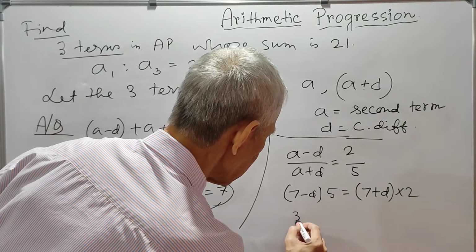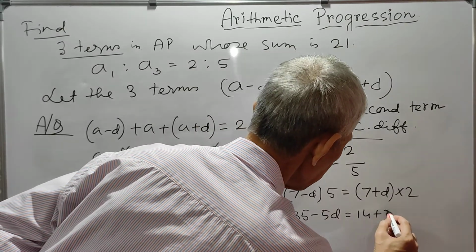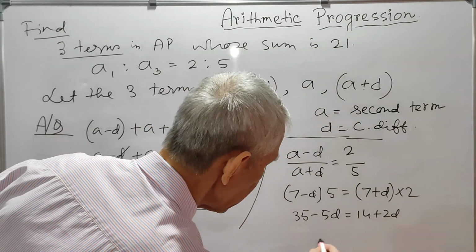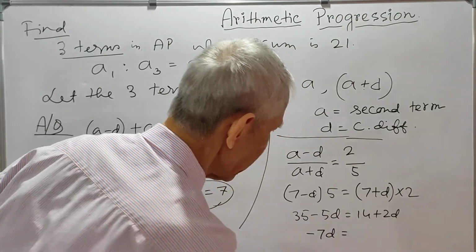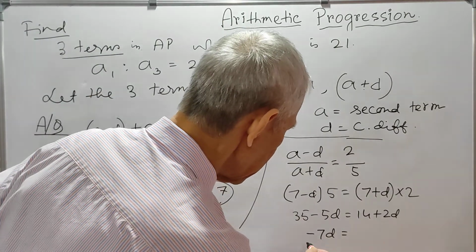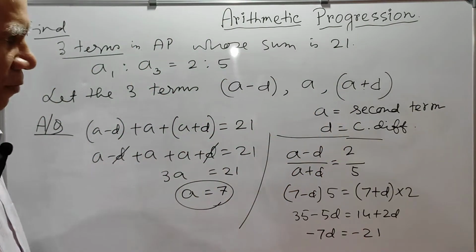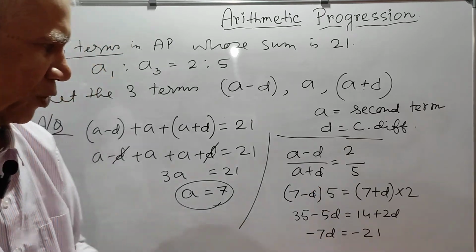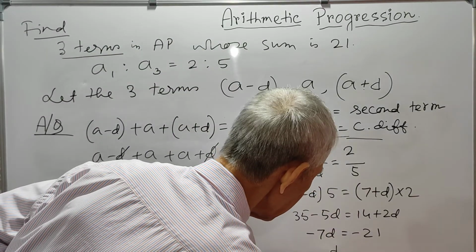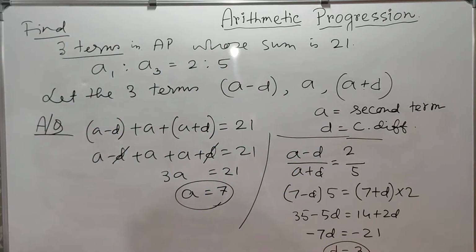Now 35 minus 5D equal to 14 plus 2D. All right, so what do you get? 2D comes to this side: minus 5D minus 2D is minus 7D, equal to 14 minus 35, which is minus 21. So the minus signs cancel. What you get is D equal to 3. So we got D equal to 3, A equal to 7. You followed?